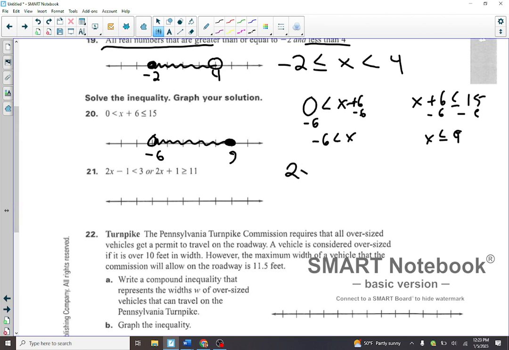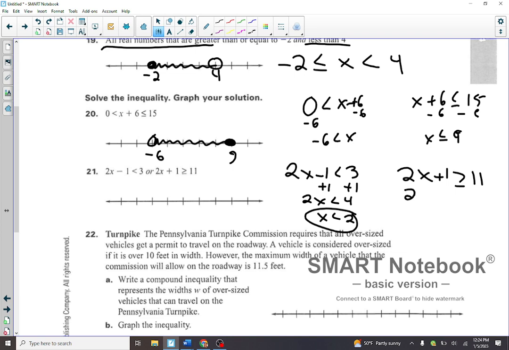First one, 2x minus 1 is less than 3, or 2x plus 1 is greater than or equal to 11. Plus 1 on both sides. 2x is less than 4, divided by 2 on both sides. X is less than 2. Minus 1 on both sides. 2x is greater than or equal to 10, divided by 2 on both sides. X is greater than or equal to 5.